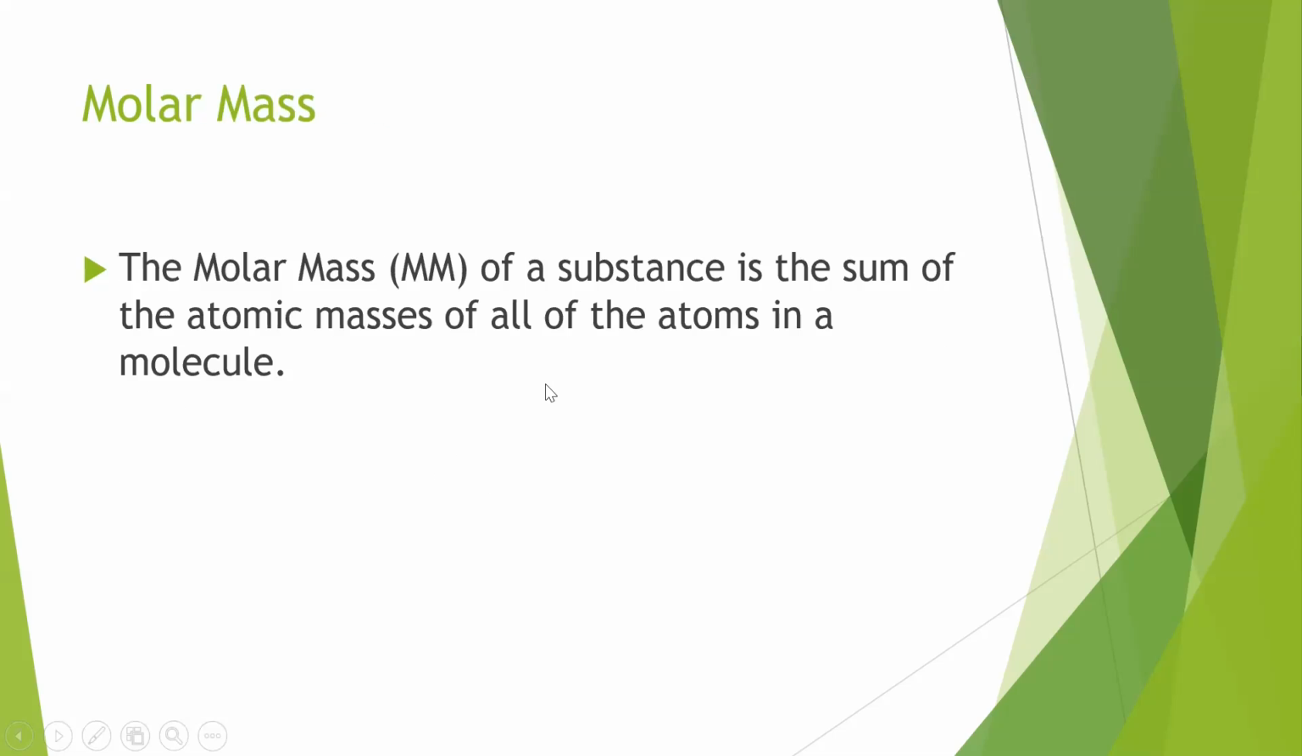Now I'm going to talk about molar mass, which is key for converting moles to grams. In the laboratory, chemists use a scale to measure how much of each chemical there is. We need a conversion between how much it weighs and the number of moles, because moles are needed in chemical equations, and grams are basically how we measure it in the lab. The molar mass of a substance is the sum of the atomic masses of all of the atoms in a molecule.